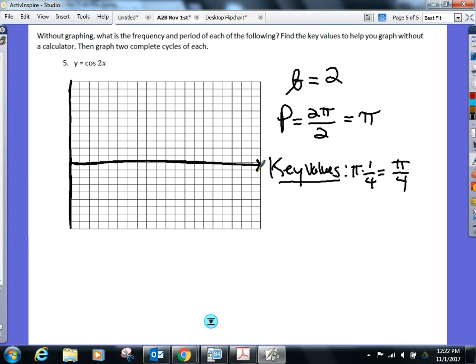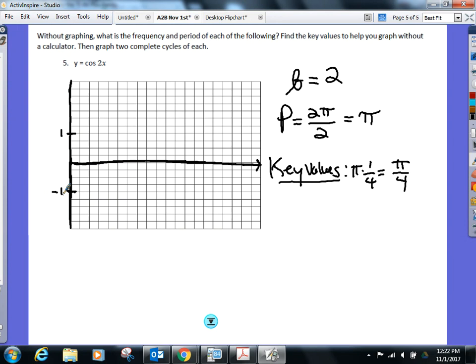Megan, what's the amplitude? It's still 1, right? So still going to go up to 1 and down to -1. This is why I particularly picked this one to do with you guys. Key value every pi over 4, right? So my first value on there is pi over 4, whatever you guys are going by.